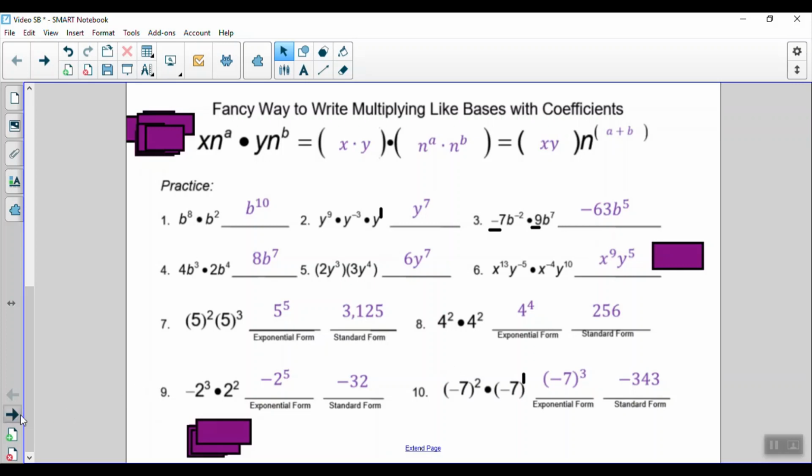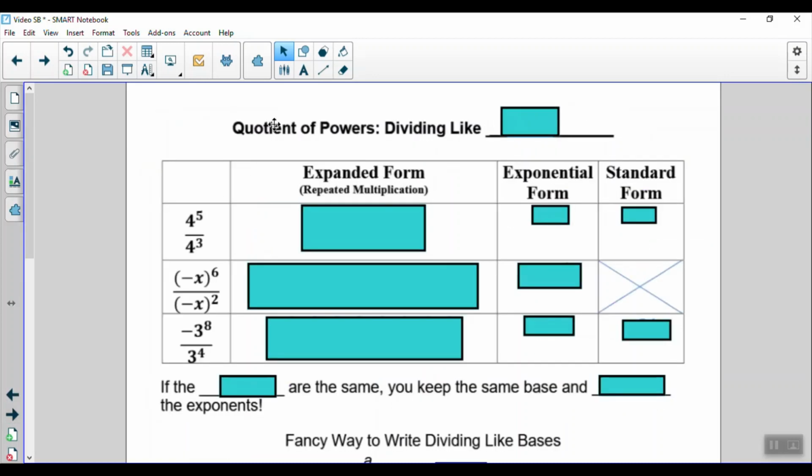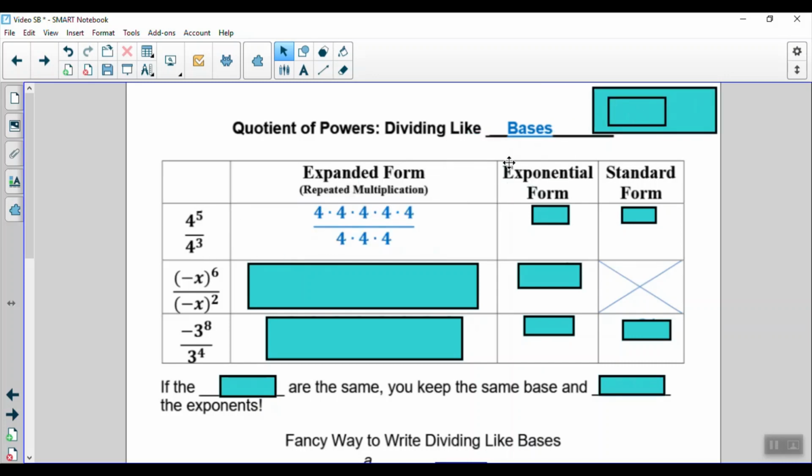So our next thing that we want to talk about is quotient of powers, and we're dividing like bases. This time instead of multiplying, we're dividing, right? We've got our little fraction bar, that means divide, and we're dividing two things that have the same base, and then we have some exponents. So this first one, if we're going to write it as repeated multiplication, we actually have multiplication on the top of our fraction and on the bottom. So this is what it's going to look like.